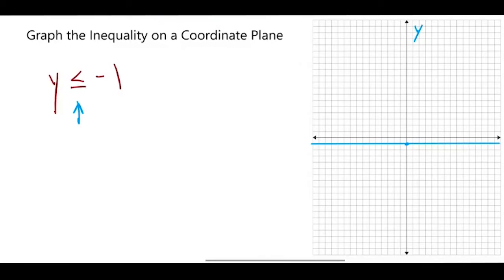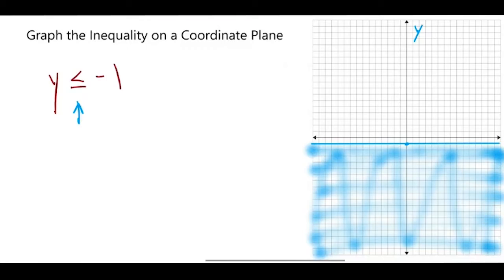And now because it's less than -1, I'm going to shade below the line to show that it's all solutions that are less than -1. And that is how you graph the inequality y is less than or equal to -1.